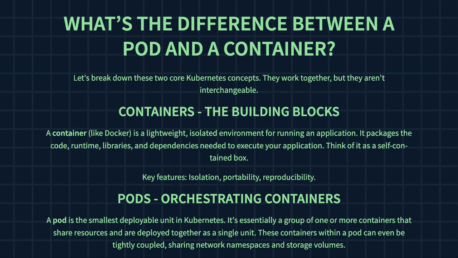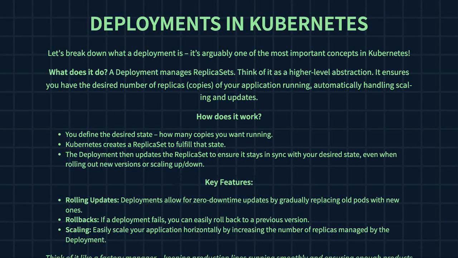Okay, let's talk about pods and containers in Kubernetes. Containers are like individual shipping boxes. They hold all the stuff needed to run an application, making it portable and isolated. But a container alone isn't really useful on its own in a cluster. That's where pods come in. A pod is essentially a team of one or more containers working together. It's the smallest deployable unit in Kubernetes, and all those containers within a pod share resources like networking and storage. So, while a container is a single building block, a pod is how we group those blocks to create a complete application.